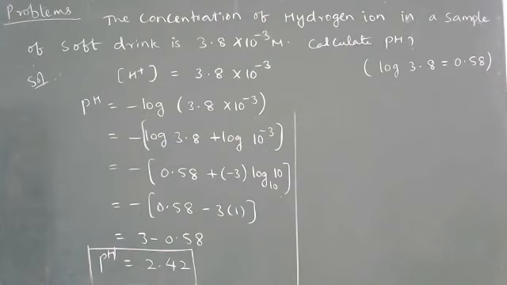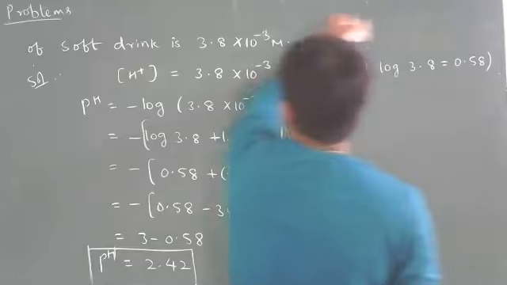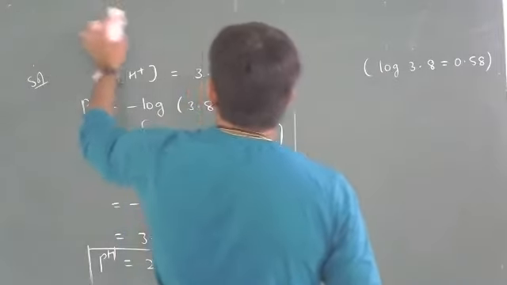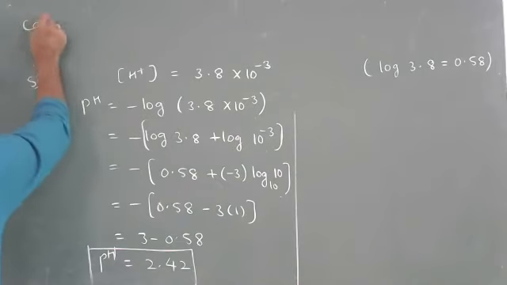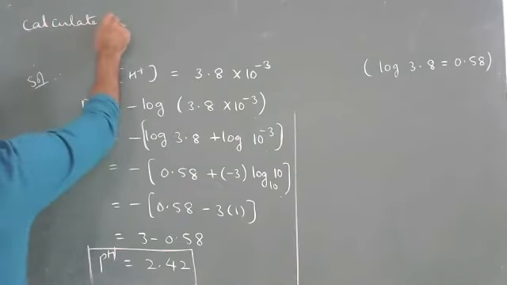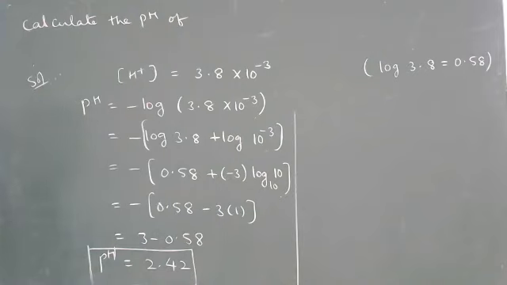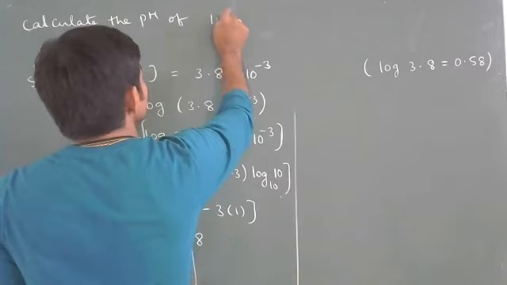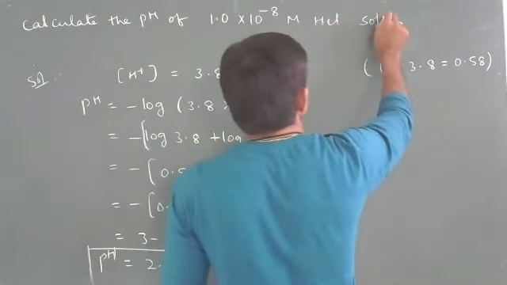Next problem. Calculate the pH of 1.0 into 10 power minus 8 M HCl solution.